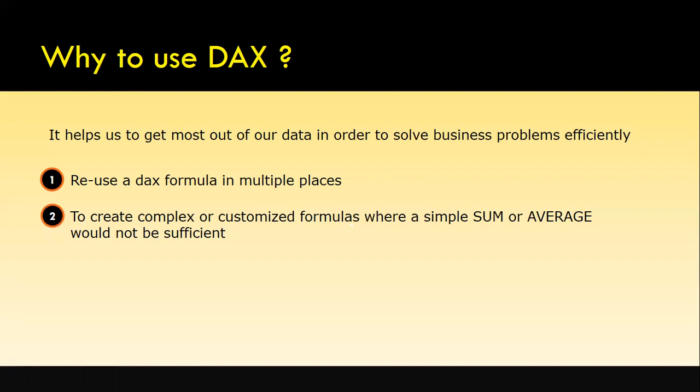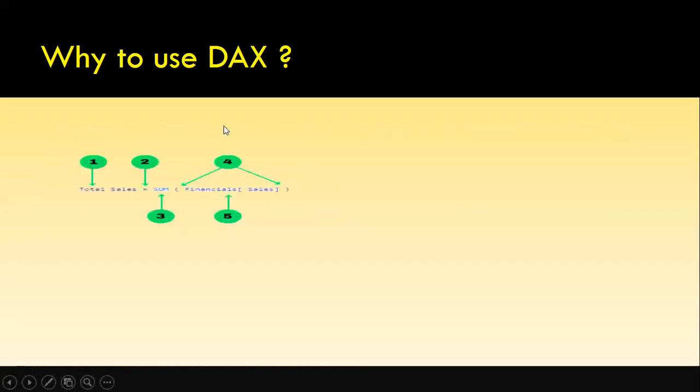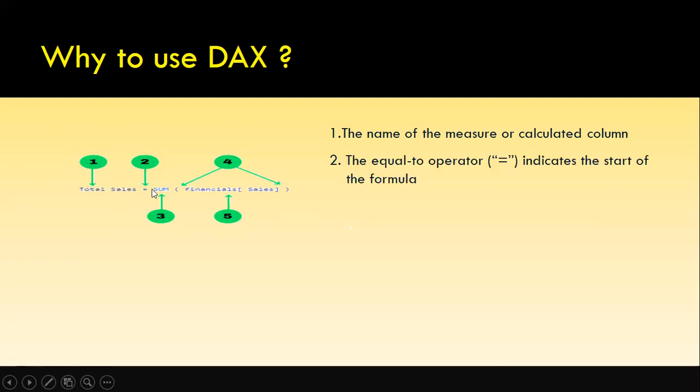Okay, and the next one is the simple DAX query. This is a measure. Here on the left side of the equal sign, you can see the total sales, and this is nothing but the measure. This is called your measure, or it can be your calculated column. And what is the equal sign? It indicates the start of the formula.